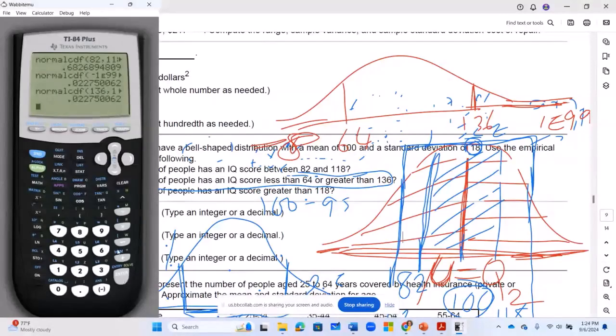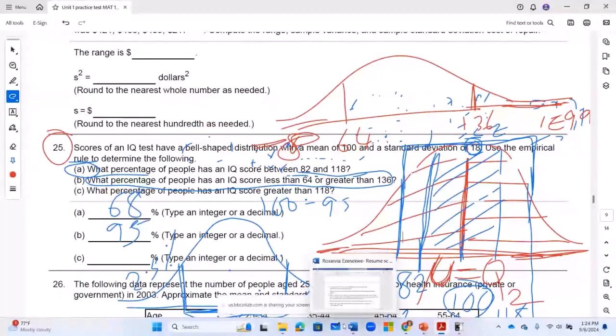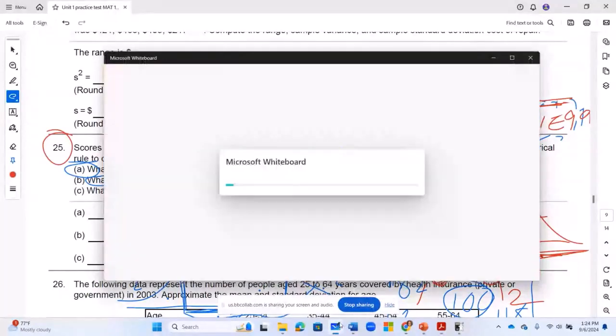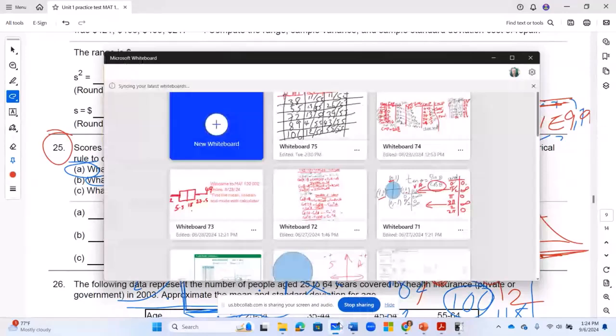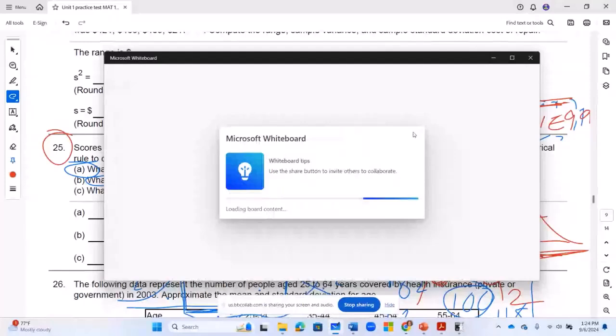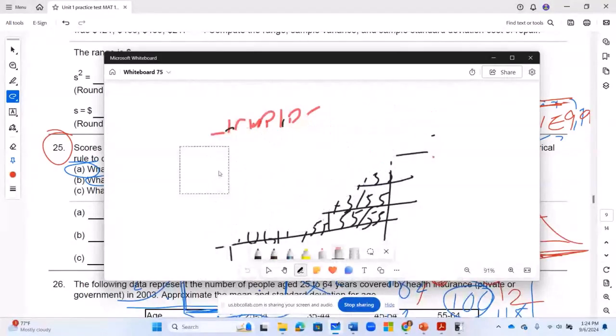So question number 25C says calculate the area greater, area to the right. So let me try my whiteboard and see if this is going to work, because I'm writing so much. Let me clean this a little bit.